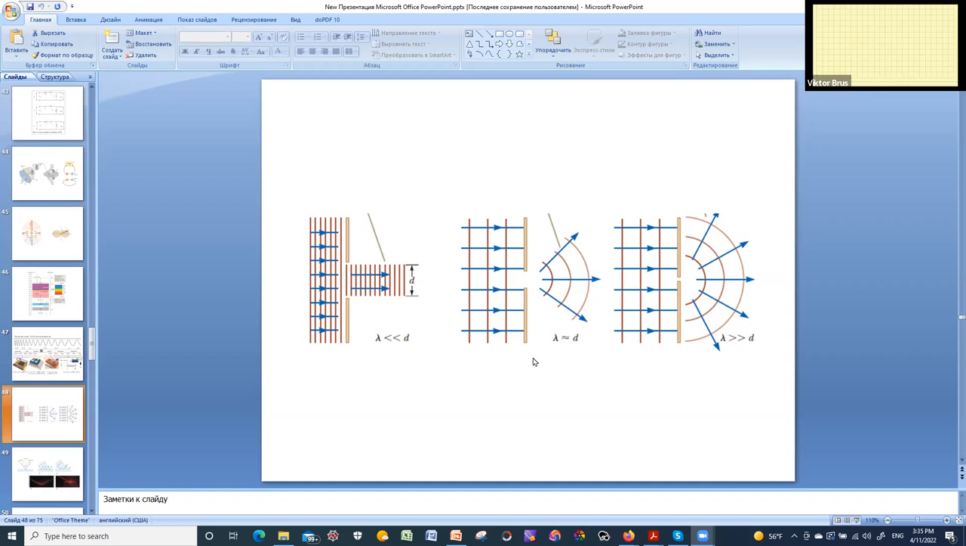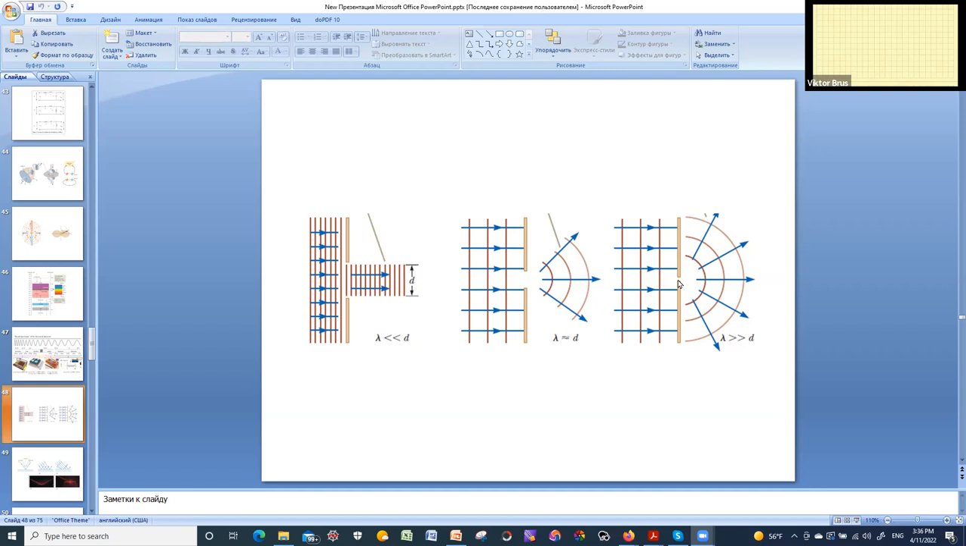However, when we have a gap size comparable with the wavelength, we see that the resultant front of the electromagnetic wave is changing from flat to curved. And at some point, when the wavelength is much larger than the gap, we can consider it as a point source of light, which creates in this hemisphere a spherical wavefront, and a spherical wavefront is a feature of a point source of light. So in this case, this gap is considered a point source of light.